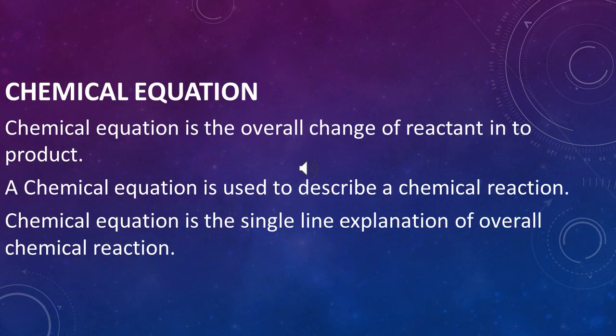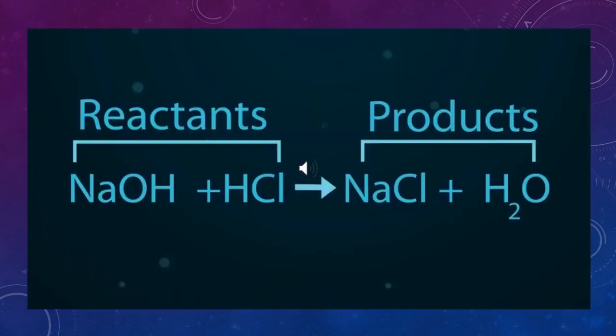Now our main topic, chemical equation. A chemical equation is an overall change of reactants into products. A chemical equation is used to describe a chemical reaction. We can say in short, a chemical equation is a single line explanation of an overall chemical reaction. On your screen you can see a written equation in which the reactants are on the left hand side and the product is written on the right hand side.